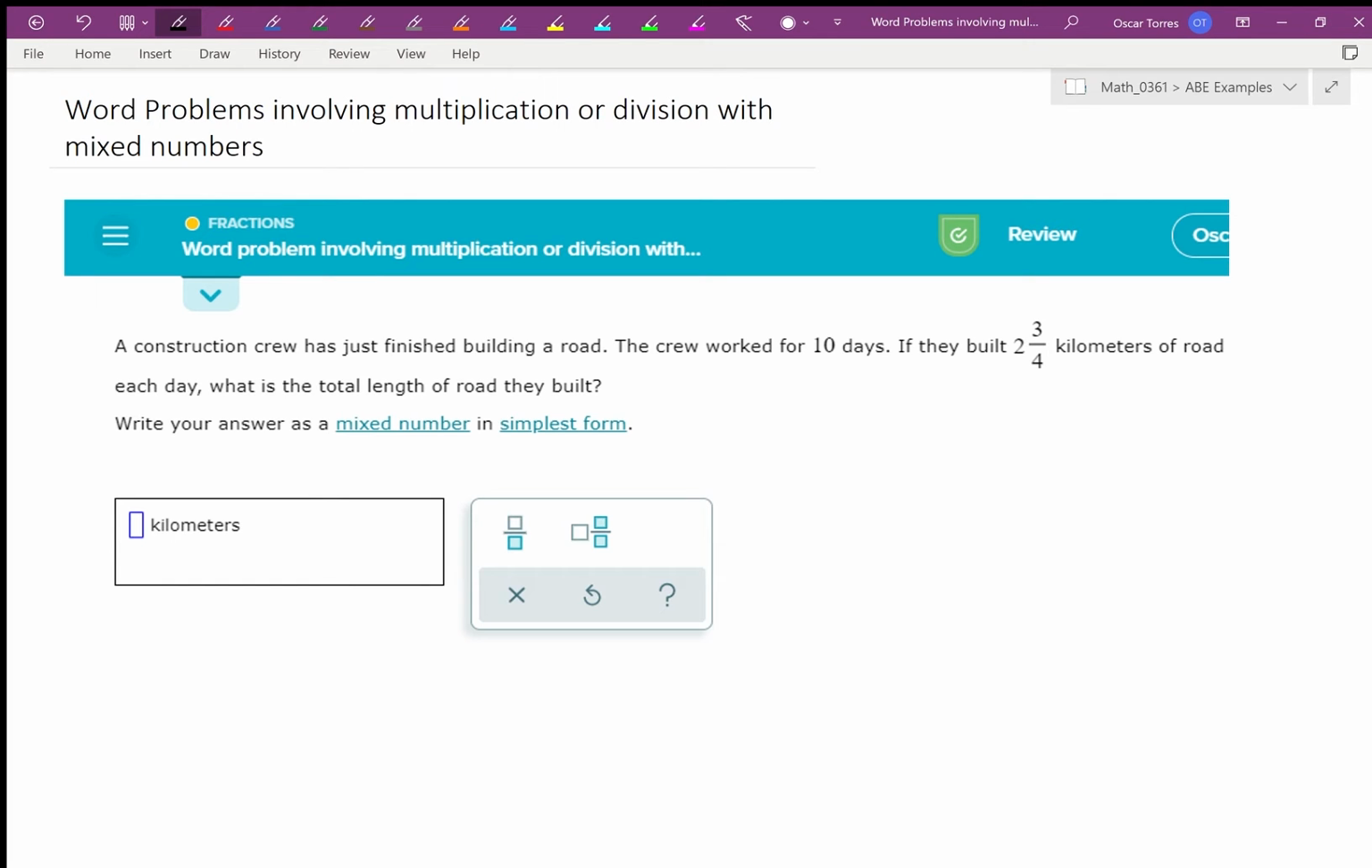Whenever you're working on this topic, it's really important to figure out exactly what you're reading, in the sense that we need to figure out whether we're going to be multiplying or whether we're going to be dividing throughout the problem. So for this problem, it tells us that a construction crew has just finished building a road.